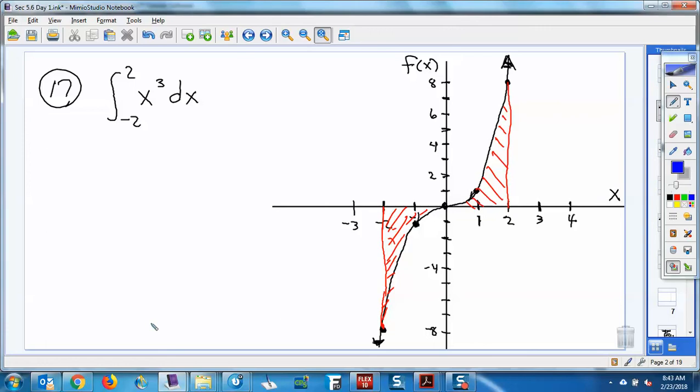Okay, so number 17 in the book. This is section 5.6, on page 355. I'll let you go ahead and draw this sketch. This is x cubed. We want to do the integral from -2 to 2. It says, draw a sketch that illustrates the approximations L4, R4, M4, and T4. Then compute each approximation and compare it with the exact value of the integral computed using the FTC.